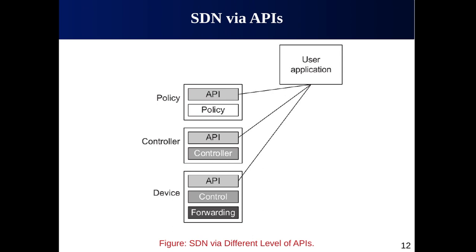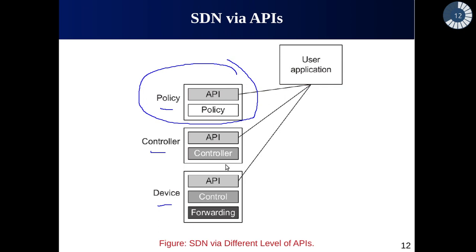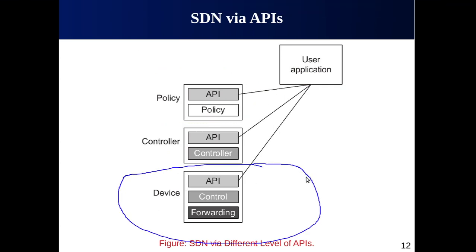So in this figure, we have a number of levels at which APIs can be provided for SDN applications. We have the APIs at the policy level, the APIs at the controller level, and the APIs at the device level. So let us see them and discuss them one by one. Let us start from the bottom one. Let us first see the device APIs.